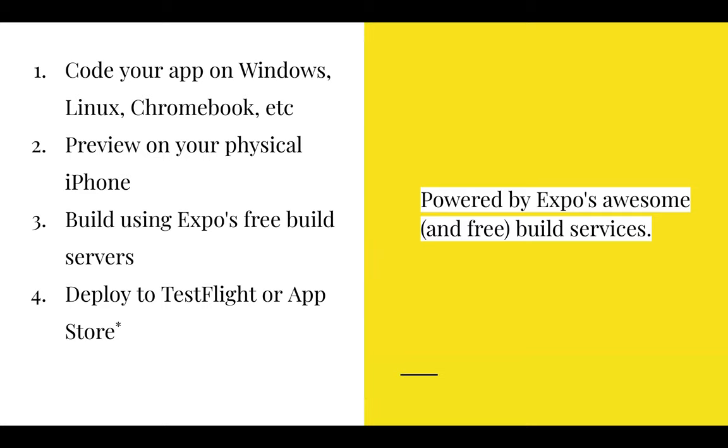So Expo has this ability to push the JavaScript across the network or the Wi-Fi onto your device. So you preview on your phone, and then when you're ready to build this thing, you use Expo's build servers. That can be done at the command line or through your CI/CD pipeline, which is definitely the way to do it. And then lastly, when you're ready to go, you deploy to TestFlight or to the App Store.